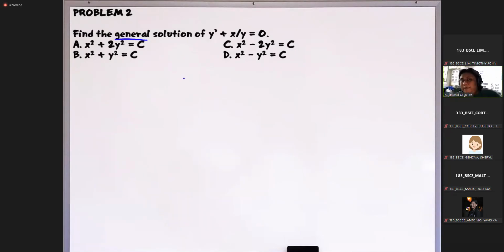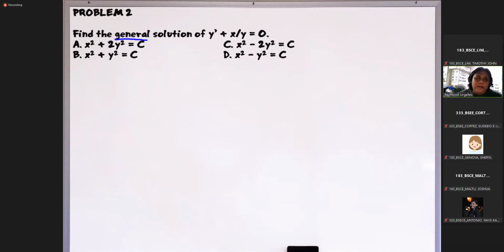When we say form, we sometimes call it the family of curves, okay? That means it's not just one specific curve. It can be any curve, as long as it satisfies the form. So that is our general solution.